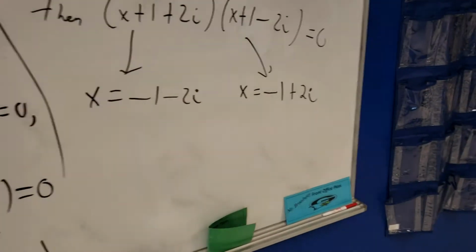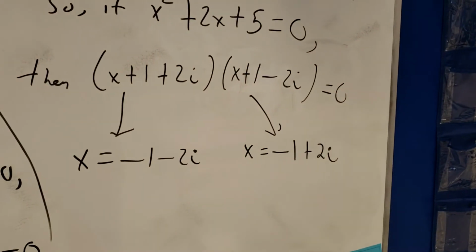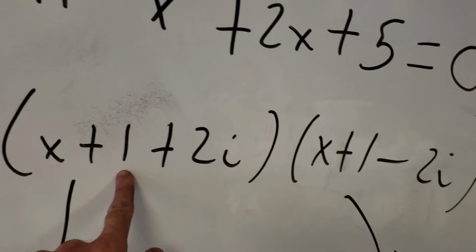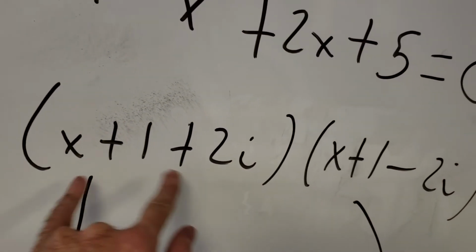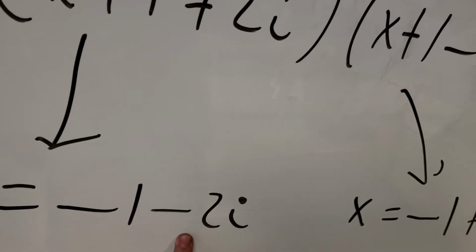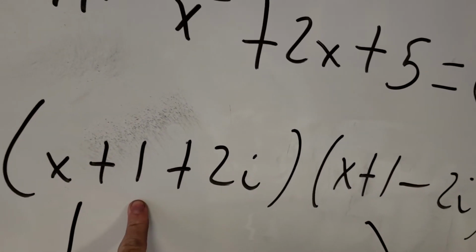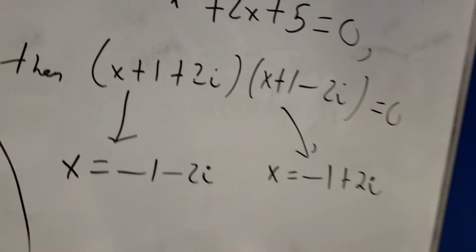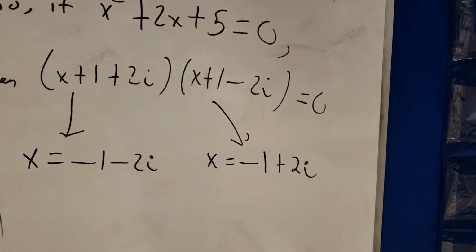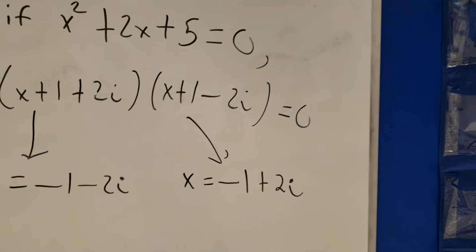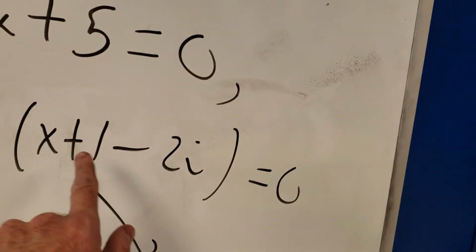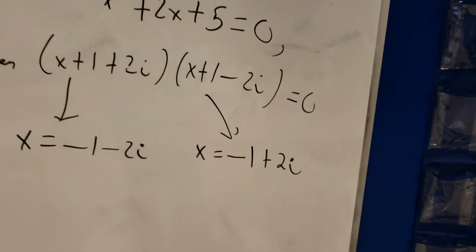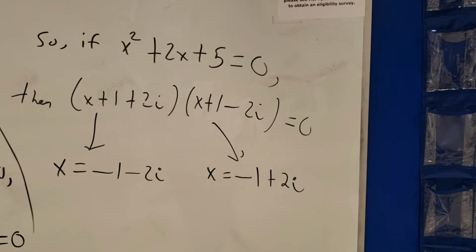Now this one's kind of weird. If you set the left one equal to 0, you just do the polar opposites. The x value that makes this 0 would be negative 1 minus 2i, because you want negative 1 to hit the real 1, and you want negative 2i to hit this positive 2i here. And in an analogous fashion, for the other one, you want negative 1 plus 2i, because you want this negative 1 to hit this positive 1, and you want this positive 2i to hit that minus 2i. So those are your two solutions.